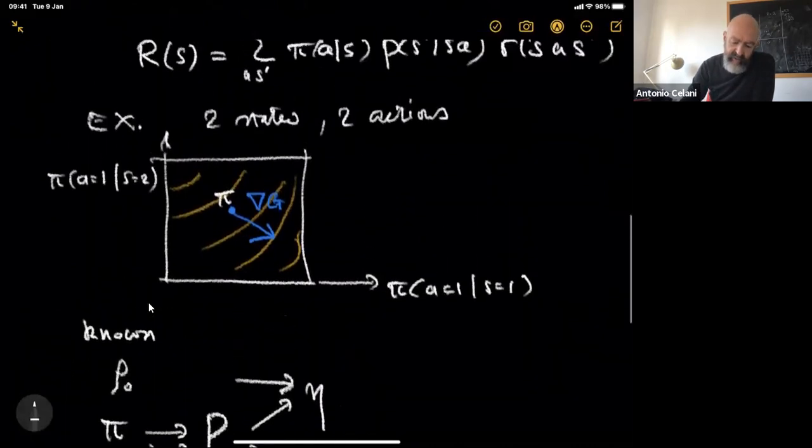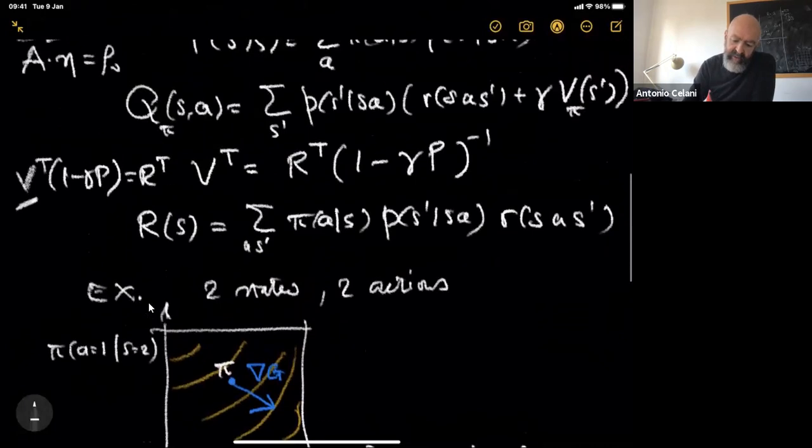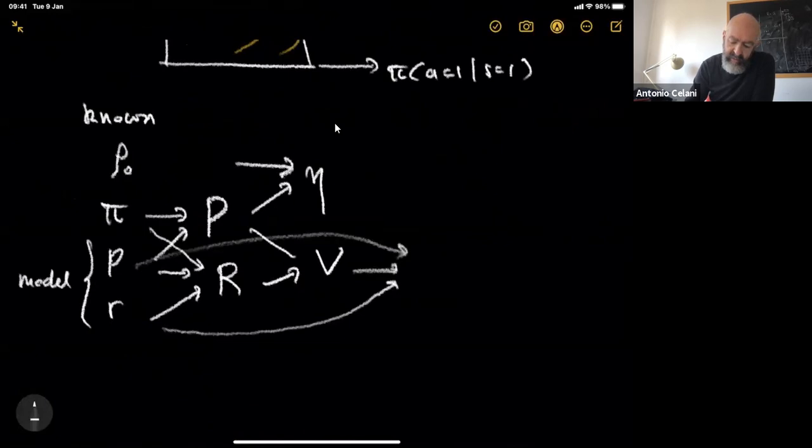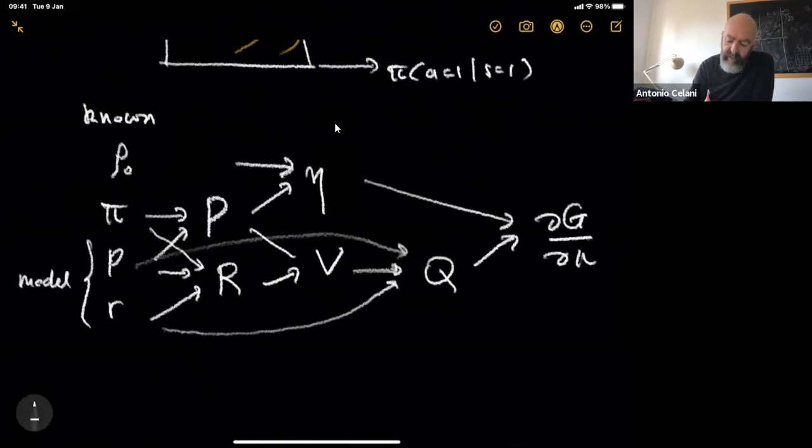And then from the value function, by combining it with the small r and p, I get my Q. So these things are already in stock. This object here is also known. So the three of them together give me the Q. And eta and Q together give me my dG in d pi. So this is the flow of operations that you have to do.